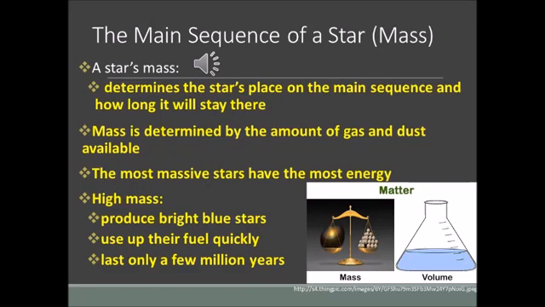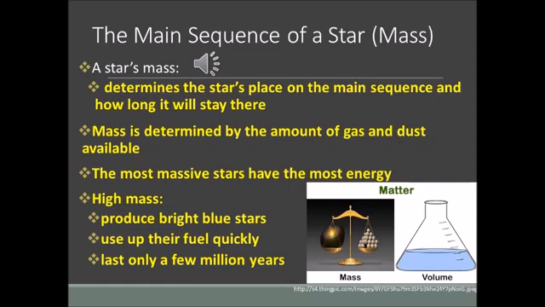Stars are categorized into different categories. There's the main sequence, giants, supergiants, and white dwarfs. The main sequence of a star depends on the mass. A star's mass determines the star's place on the main sequence and how long it'll stay there. Mass is determined by the amount of gas and dust available.